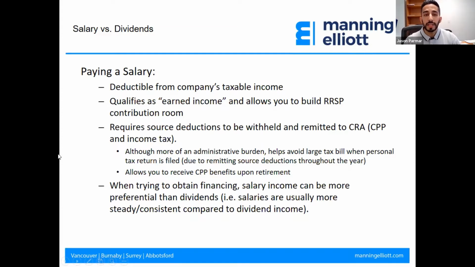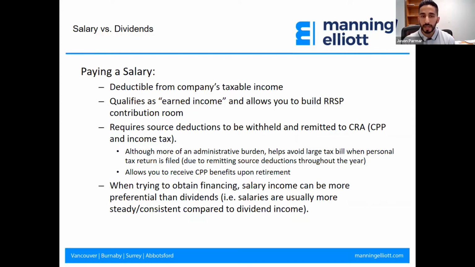So a salary is deductible from a company's taxable income. So in turn, your corporation's tax liability will be lower each year if you opted to choose paying yourself a salary versus a dividend. Additionally, if you are interested in making RSP contributions, a salary does qualify as earned income, so it allows you to build up your RSP contribution room each year.